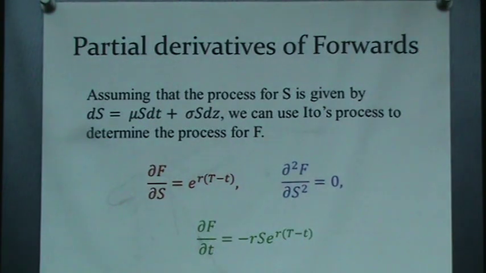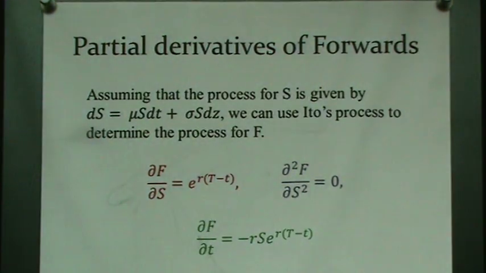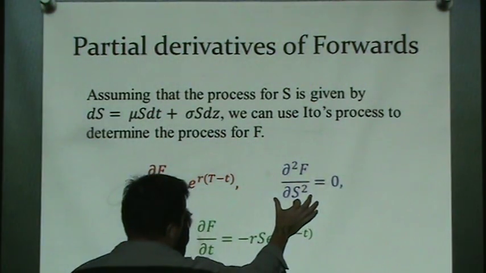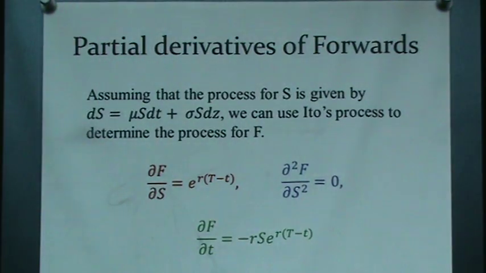Okay, so now we go and compute again the derivatives that we need for this, to apply to Ito's lemma. We need the first derivative with respect to s. We're also going to need the second derivative with respect to s, and then we need the derivative with respect to t. And in this case, it is a function of s and t.